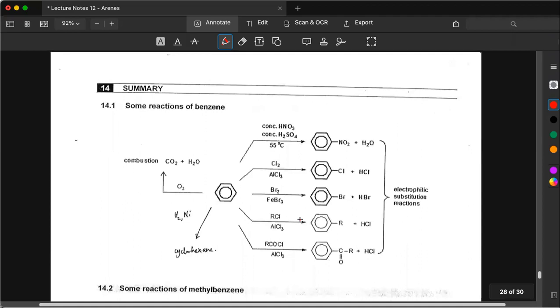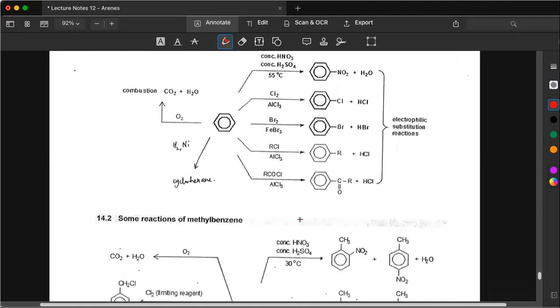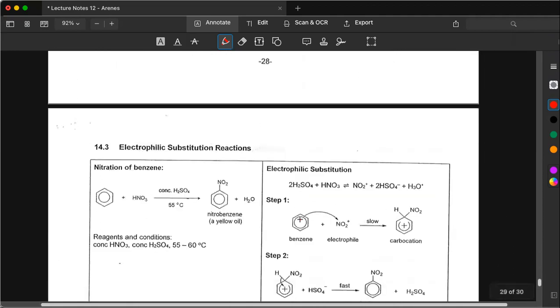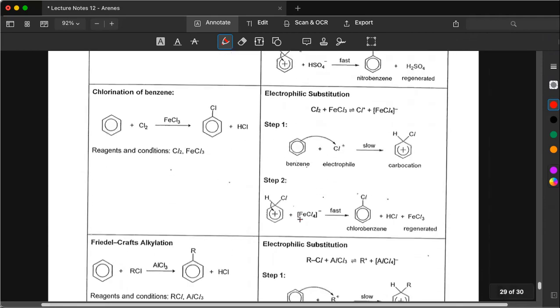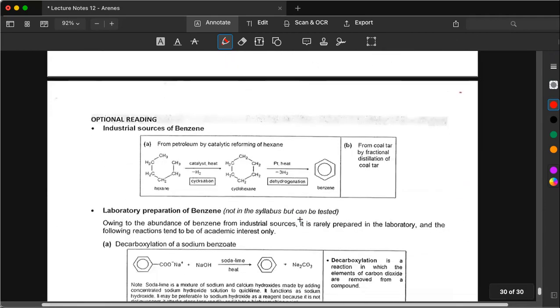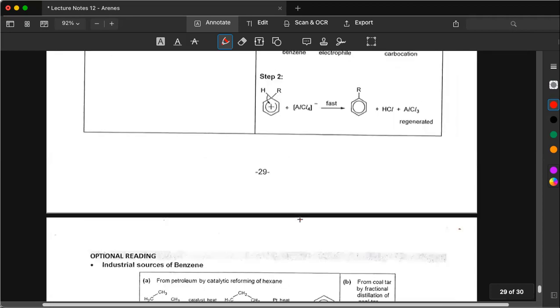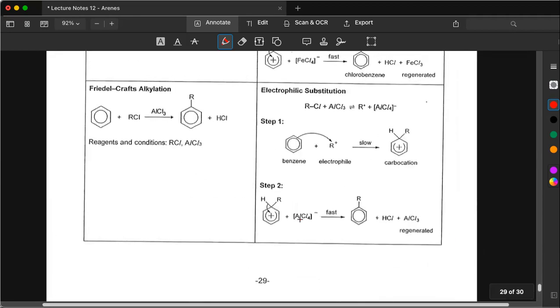So this is a summary of the reactions of benzene as well as methylbenzene, and a summary of the electrophilic substitution, how to write the mechanism. And that's it for today. Optional reading, not tested.